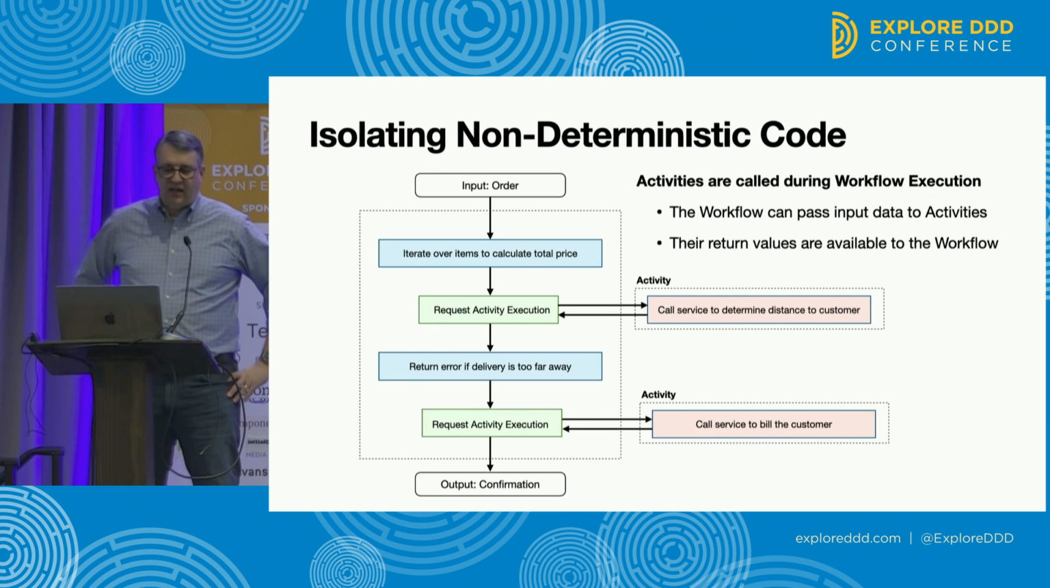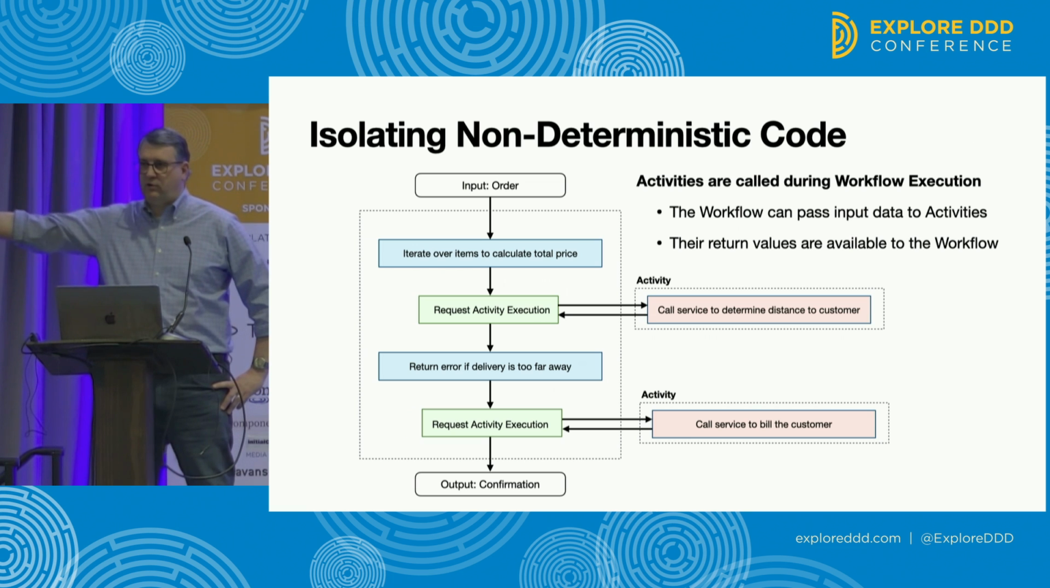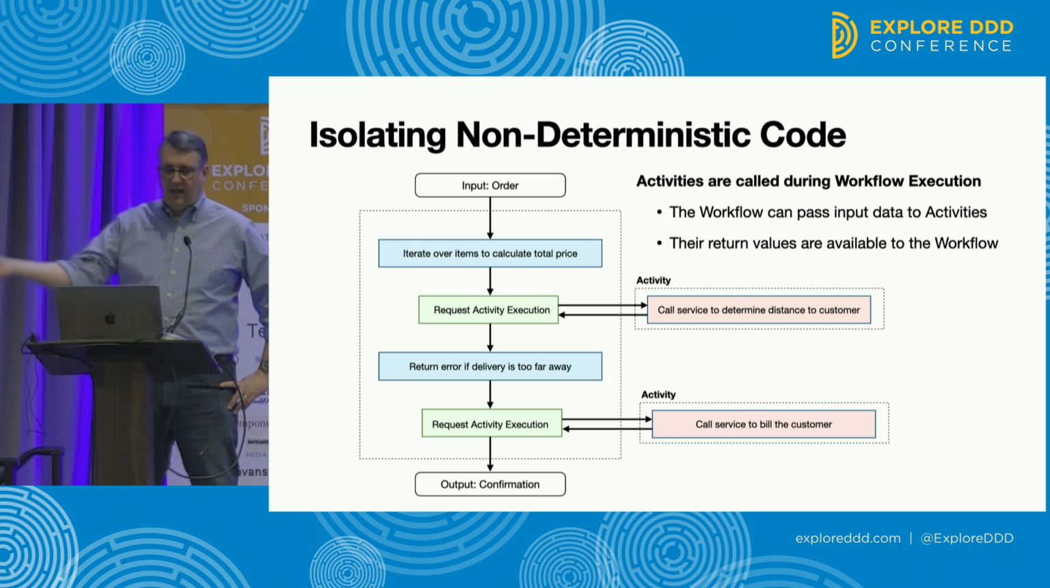Once we isolate out that non-deterministic code, we put those into activities, as I mentioned, and those simply get called during the execution of the workflow itself. So the workflow can pass, just like you can pass data to a function, and you can get the result of a function when you call it. Same thing here. You can pass input data from the workflow to the activities. When the activities produce some sort of result, like whatever the microservice that you're calling returned, it can return that to the workflow, and the workflow can evaluate it and do whatever it needs to do. So that's the gist of it. Make sense so far? Okay.